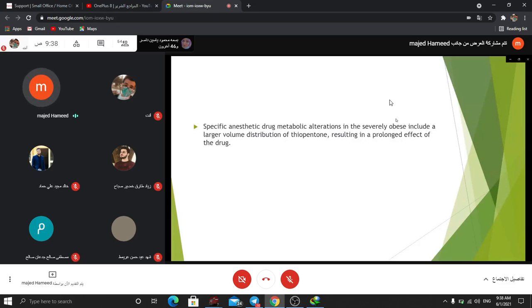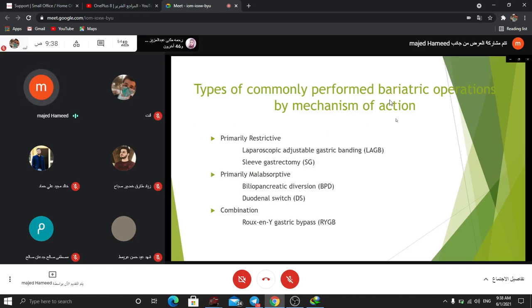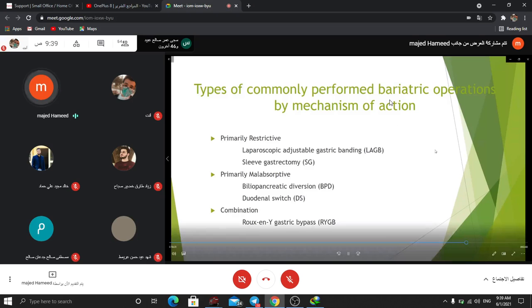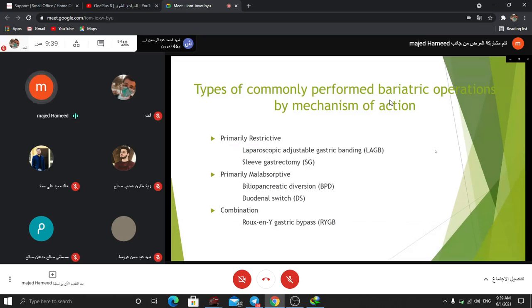Specific anesthetic drug metabolic alterations in the severely obese include a larger volume of distribution of thiopentone, resulting in a prolonged effect of the drug. Types of commonly performed bariatric operations by mechanism of action: primarily restrictive, for example laparoscopic adjustable gastric banding and sleeve gastrectomy; primarily malabsorptive, such as biliopancreatic diversion and duodenal switch; and the combination, like the Roux-en-Y gastric bypass.